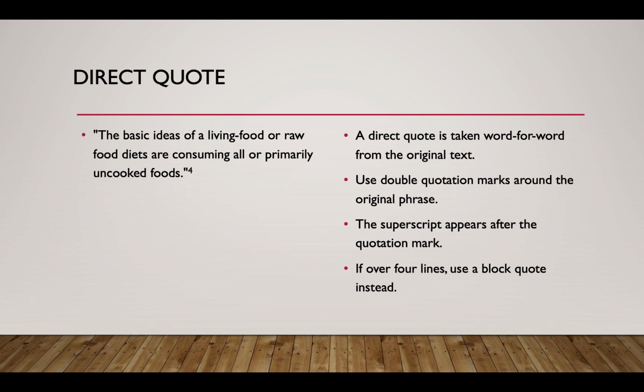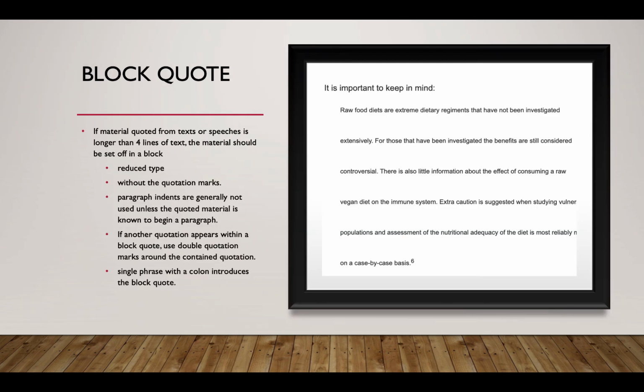If the quote is over 4 lines, you have to use a block quote. And a block quote looks like this. If the material is quoted from text or speeches, it is longer than 4 lines, it has to be set off in a block, meaning it is indented by 0.5 on the left margin and the right margin, and the wording is made in a smaller size type. So for instance, if you're using Times New Roman in your regular print and you use 12 point, you would have to reduce this to say 10 point.